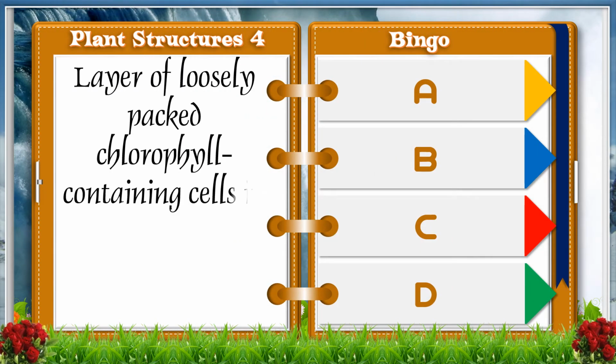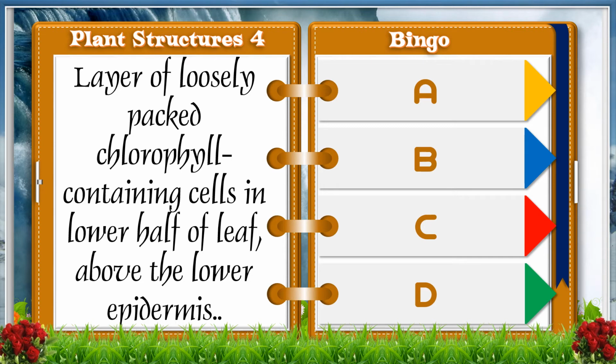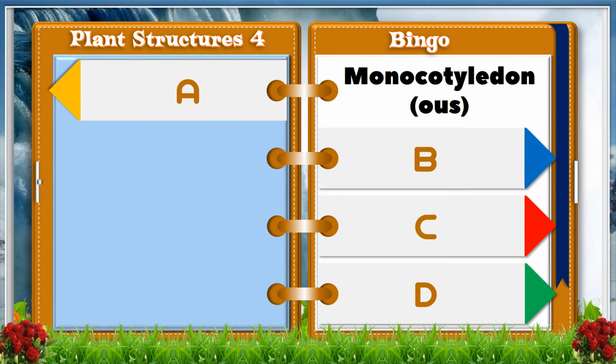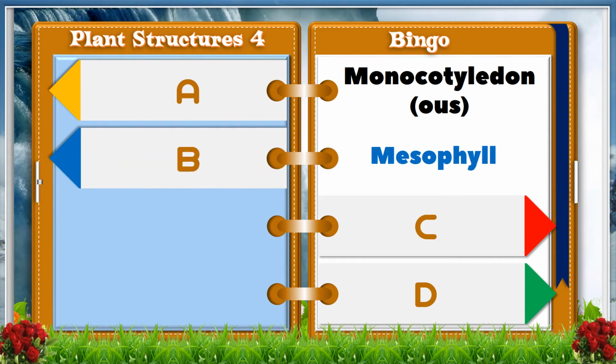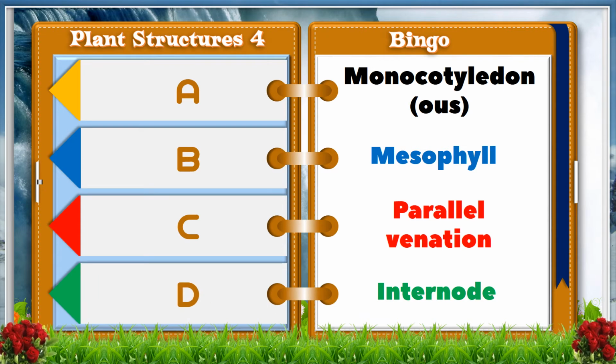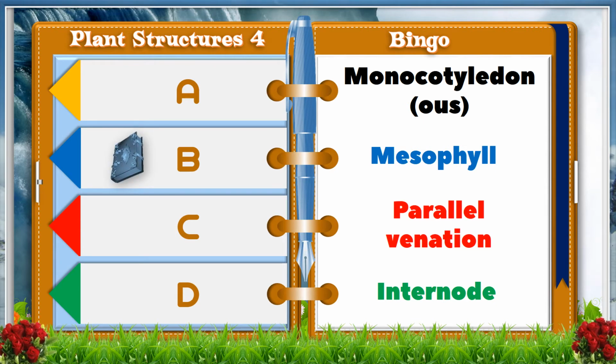Layer of loosely packed chlorophyll containing cells in the lower half of leaf, above the lower epidermis. A. Monocotyledonous. B. Mesophyll. C. Parallel venation. D. Internode. And the answer is B. Mesophyll.